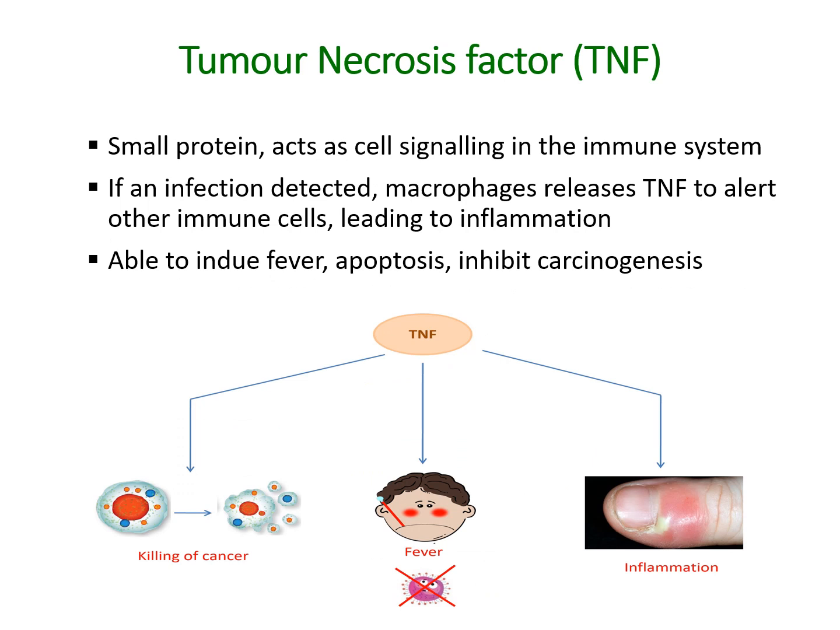Tumor necrosis factor is a small protein used by the immune system for cell signaling. If an infection is detected, immune cells such as macrophages release tumor necrosis factor to alert other cells of the immune system, leading to inflammation. Tumor necrosis factor is also able to induce fever and apoptotic cell death, and to inhibit carcinogenesis.